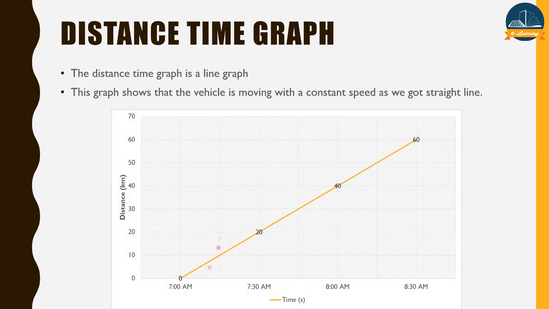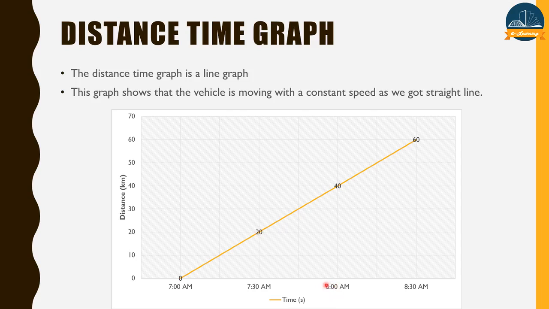This is the distance time graph. This one is the x-axis and this one is the y-axis. Time is represented on the x-axis and distance in kilometer is represented on the y-axis. So here at 7 a.m. the distance covered is 0 kilometer. At 7:30 a.m. the distance travelled by the vehicle was 20 kilometer. So we can mark here.